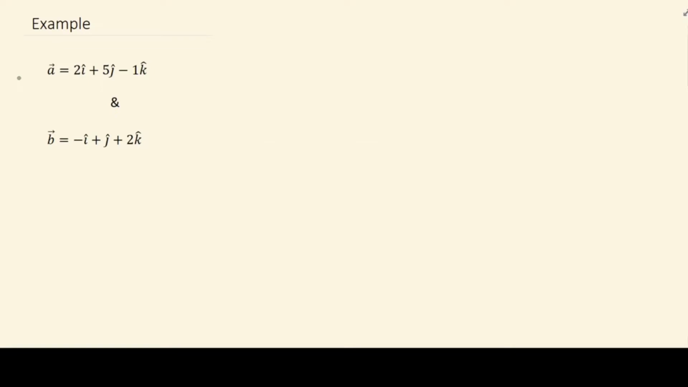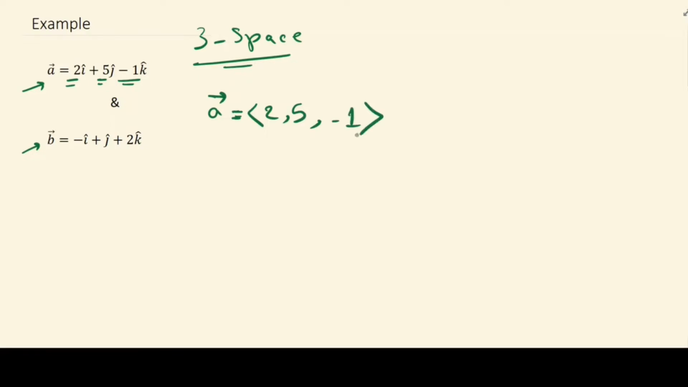So now let's take a look at another example in 3-space. So basically we have a three-dimensional space, so each vector has 3 components. For example, A has a component in the x direction, which is 2, in the y direction it has 5, and in the z direction it has minus 1. So we can then write A in vector notation like this, (2, 5, -1), whereas B equals (-1, +1, +2).